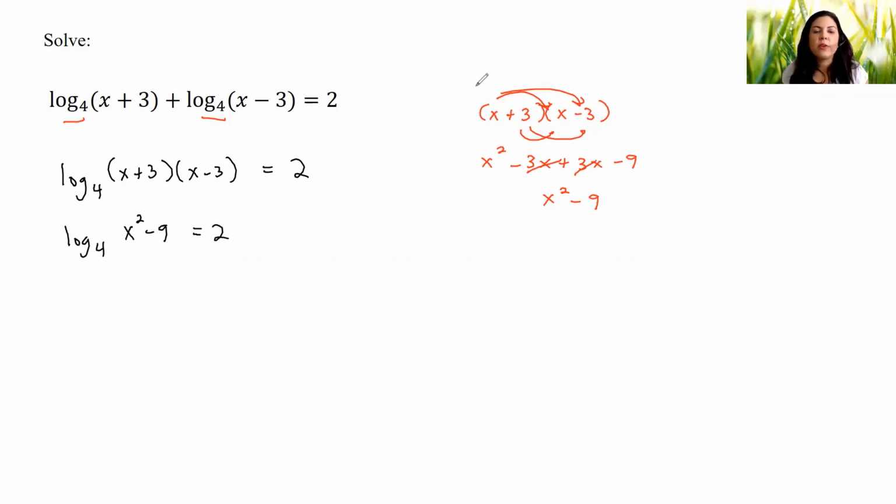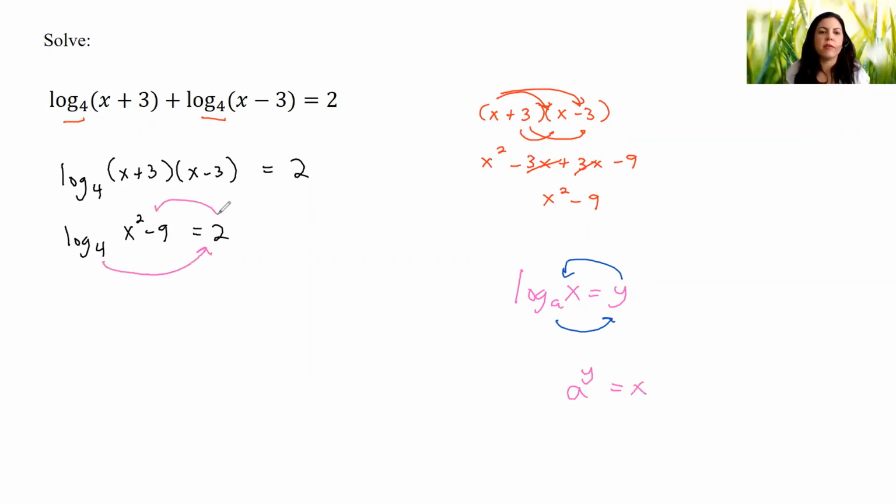Now, the way that we're going to solve this is by changing it back to exponent form. As you recall, every logarithm has an equivalent exponential form. That base raised to that power equals that expression. I can rewrite that as a to the y equals x. And that's what I'm going to do here. I can say this base of 4 raised to this power equals that expression. So that base of 4 raised to that power equals x squared minus 9.